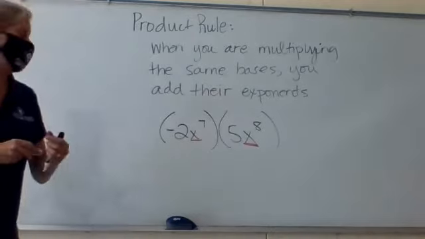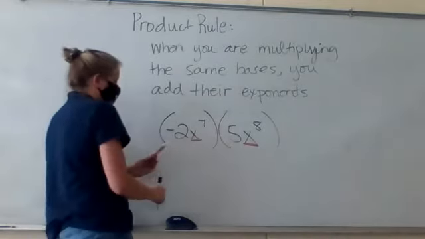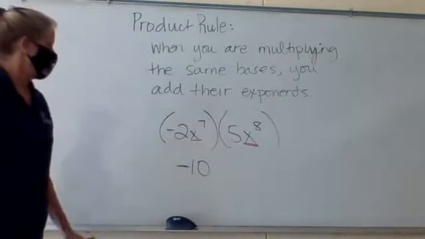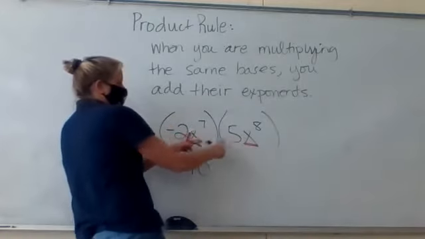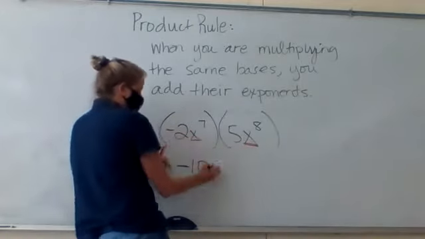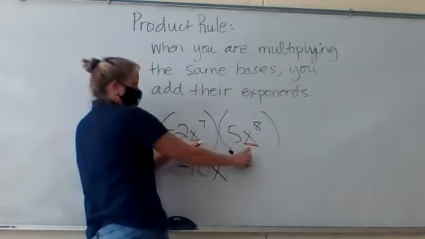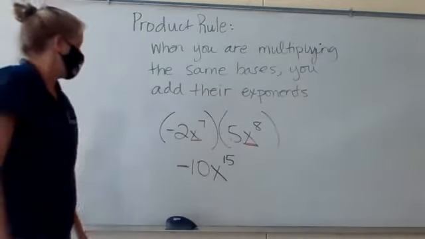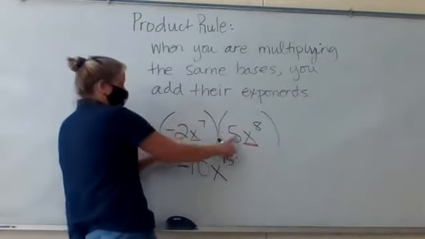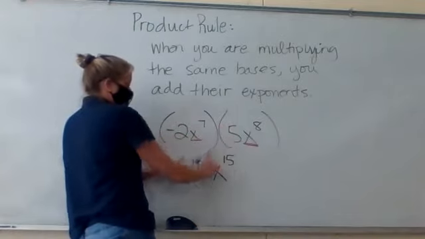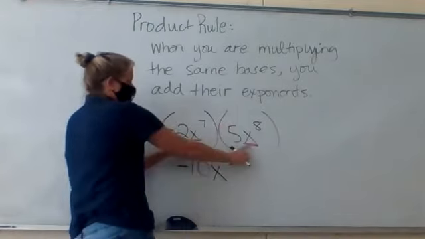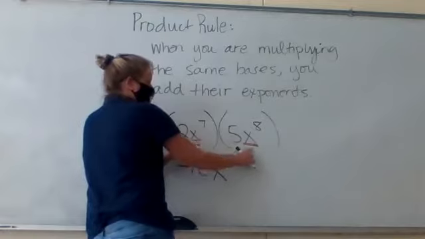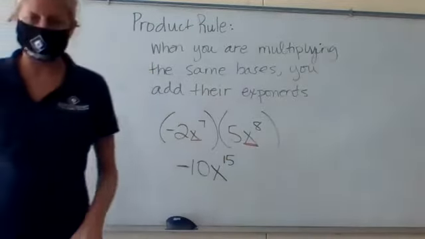I'm still multiplying. I'm still doing -2 times 5, which gives me -10. I just don't need to write these x's in two separate spots because they're the same bases, which means I can write them together by adding their exponents to get x to the 15th. So again, multiply what's in front of them, -2 times 5 to get -10. Since you're multiplying same bases, x to the 7th times x to the 8th, I can add those exponents to get x to the 15th.